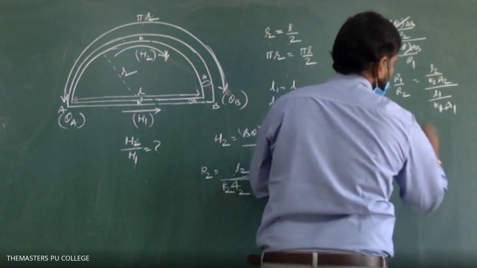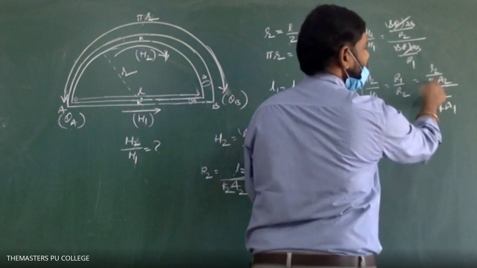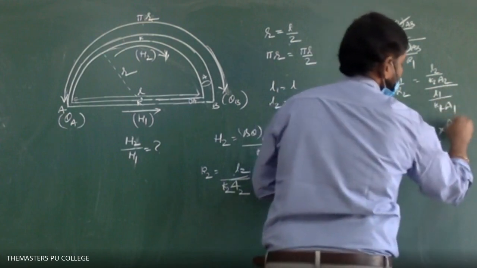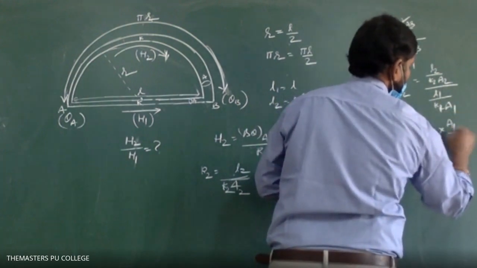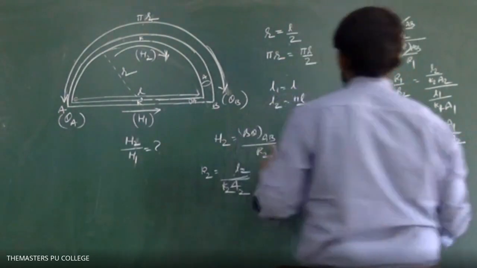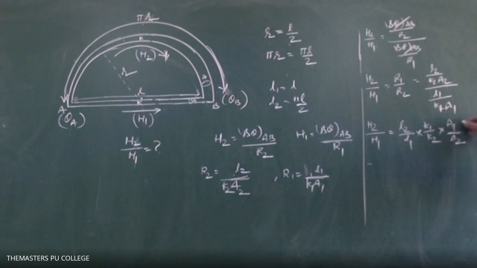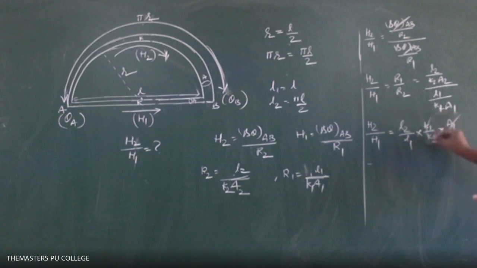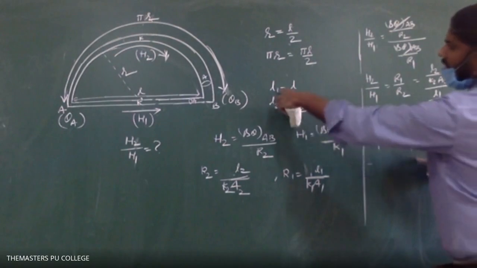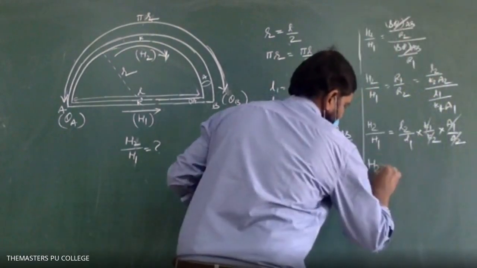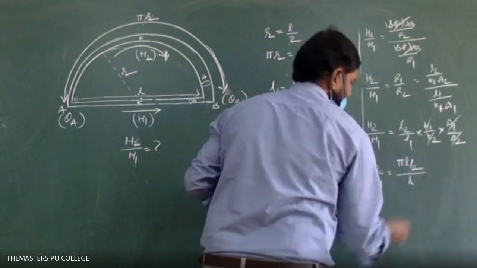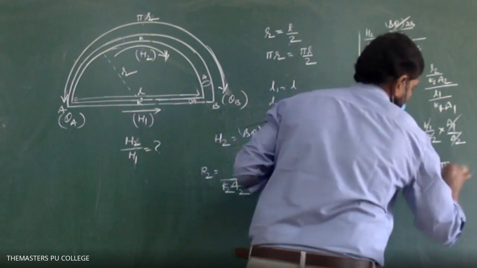L2 divided by L1, then K1 will come into the numerator and K2 will come into the denominator. Then I'll get K1 by K2 into A1 by A2. In the problem, they told that the areas of cross section are the same, so A1, A2 get cancelled. The rods are made of the same material, so thermal conductivities are the same, K1, K2 get cancelled. L2 by L1: L2 is pi L by 2, and L1 equals L. Then H2 by H1 equals pi L by 2 divided by L. This L gets cancelled, then we will get pi by 2.